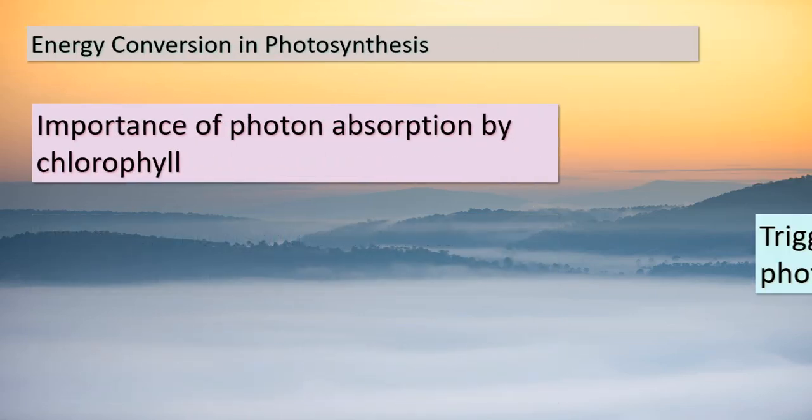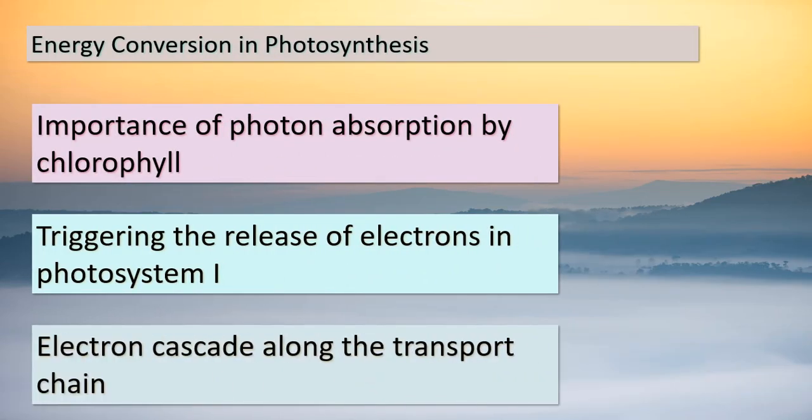Hello again, students. Our journey into the world of energy conversion through redox reactions continues. When it comes to photosynthesis, photon absorption by chlorophyll is the initial spark. This absorption sets off the release of electrons in photosystem I. These electrons embark on an exciting journey along an electron transport chain. This journey not only generates energy but also facilitates the reduction of NADP to NADPH.